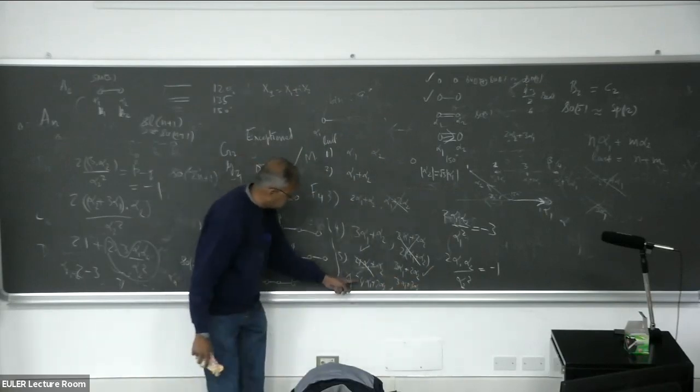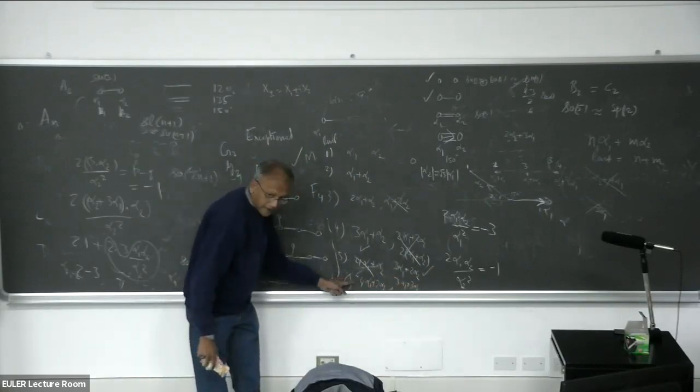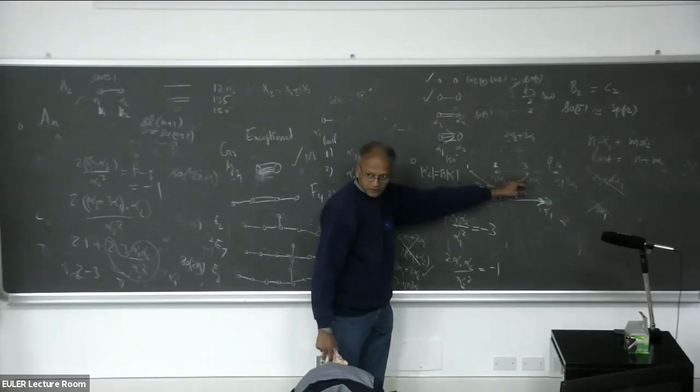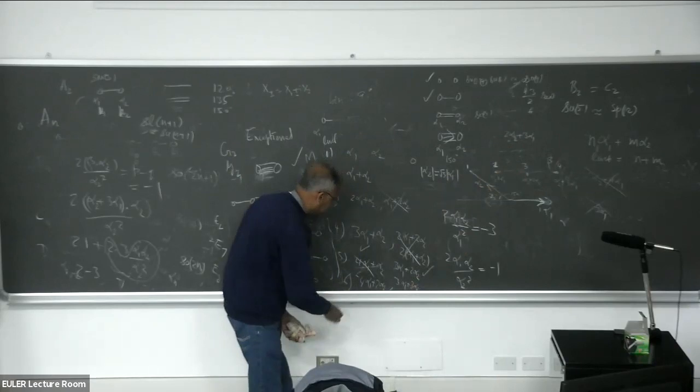But here you can take out a common factor 2. So 2 times (2 alpha 1 plus alpha 2), but that is a root. 2 alpha 1 plus alpha 2 is a root, so twice that cannot be a root. So this is not there.